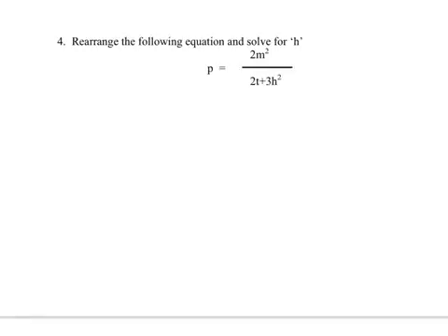Since we want that h by itself, we really want it in a numerator. So again, we can do that cross multiplication. Or, rather than cross multiplication, you could just flip both sides.